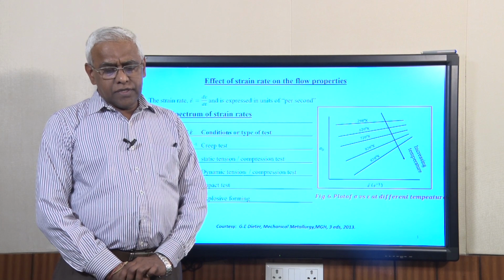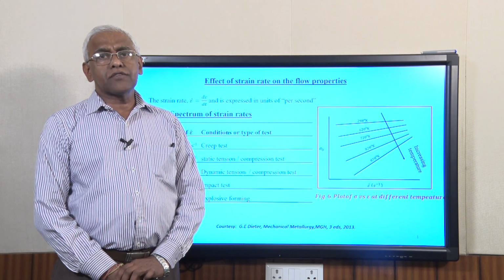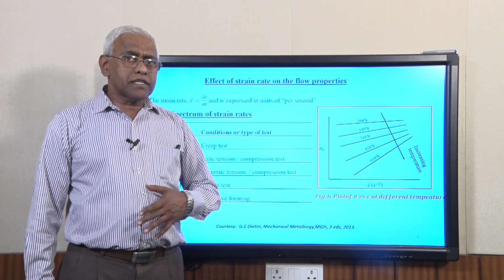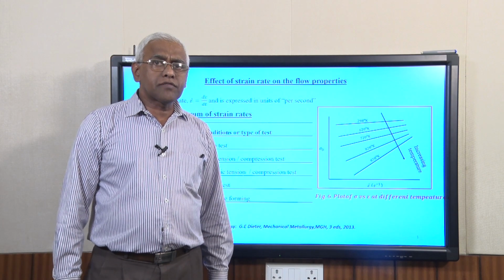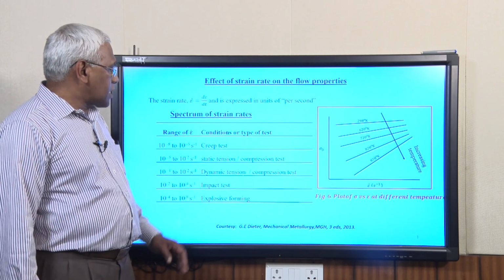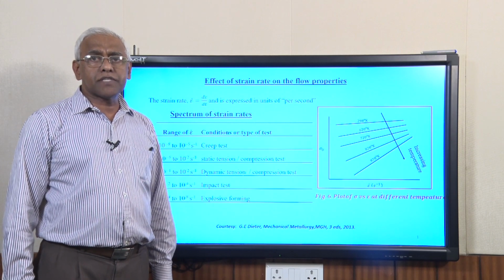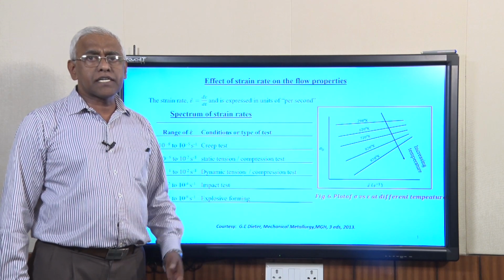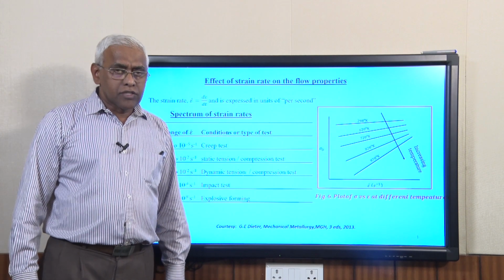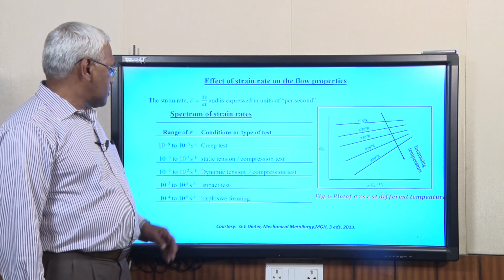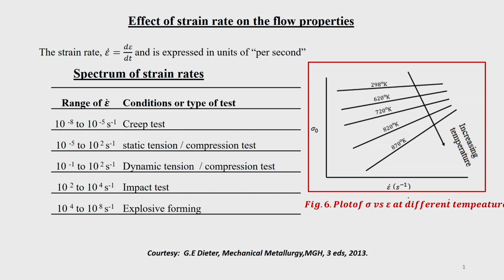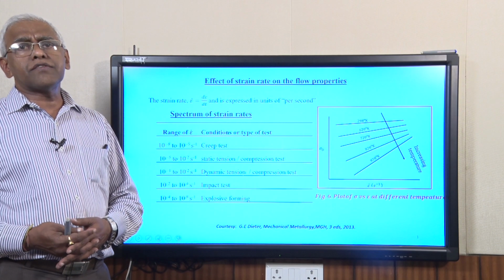So, now the effect of strain rate on the flow properties of the material. If you look at the various strain rates which are used under different conditions, when the metal is subjected to straining, it is generally done at different strain rates. So, the spectrum of strain rates: when it is very slow, 10 to the power minus 8 to 10 to the power minus 5 per second, this is something like a creep test. So, in creep deformation the strain rate is very small.